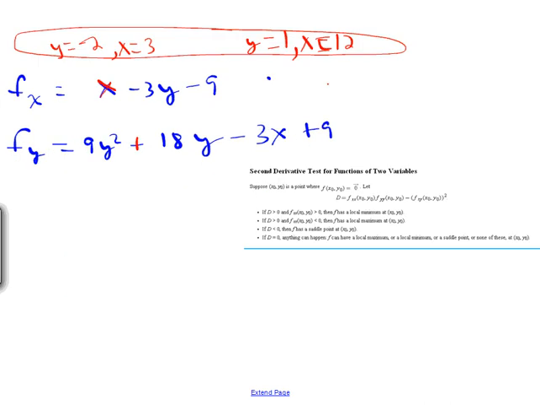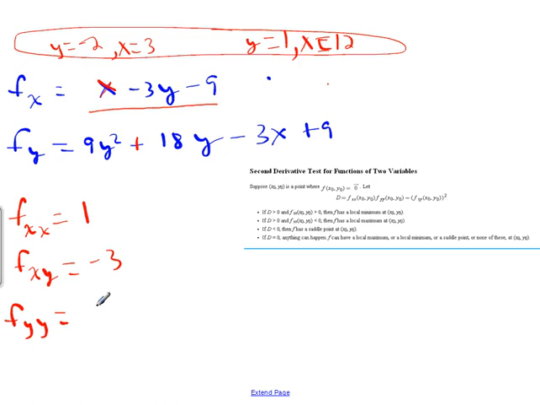Okay, so now we need to find the second derivatives here. So we have f double partial x, f double partial x is just 1, taking the derivative of that with respect to x, and f partial x y is negative 3, and we know that f double partial y is going to be 18y plus 18, and then that all goes away.